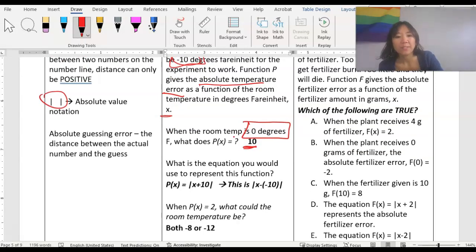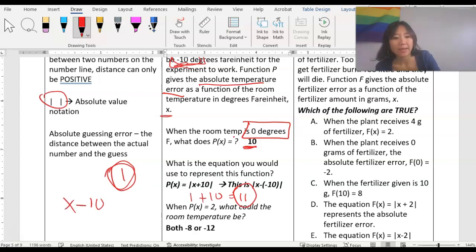And so if I said, for example, the room was 1 degree, right? If I put this in here and I say 1 plus 10 equals 11, the difference between 1 and -10 is 11, right? But if I were to use x minus 10, and I put 1 minus 10, that would give me -9. The absolute value of -9 is 9, but it's not 9 degrees from -10. It's 11 degrees. So this has to be a positive inside there because it's the same as x minus a -10.